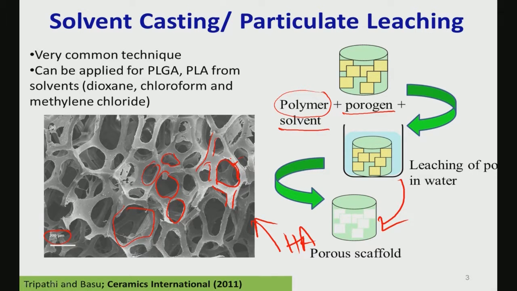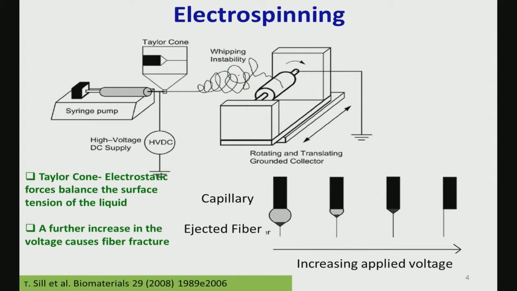Now, this solvent casting scaffold processing technique can be applied to different materials like polylactic acid and so on and so forth. The second one is the electrospinning technique. In electrospinning, you take the polymeric precursor solution in a syringe pump and make a Taylor cone. This Taylor cone becomes unstable, and then it will be deposited either on a rotating and translating collector, or simply on a receiver plate.